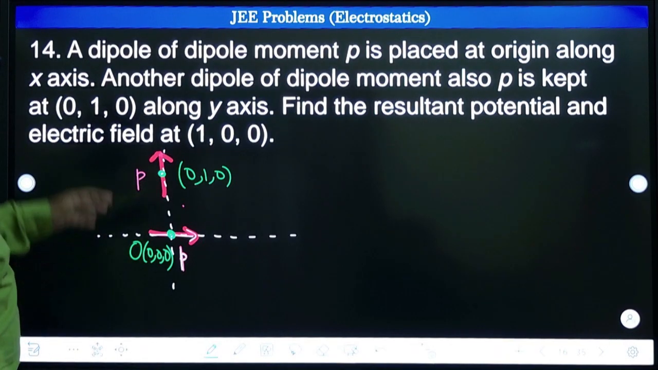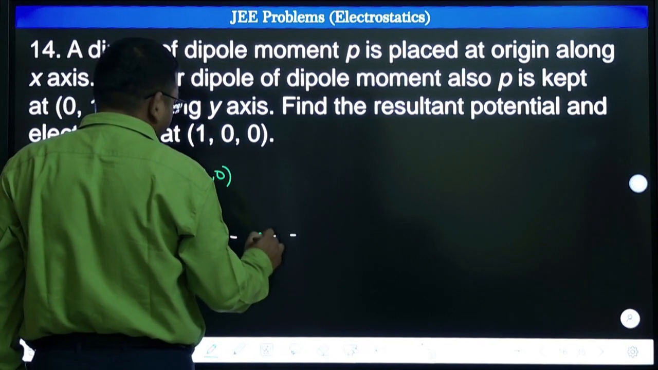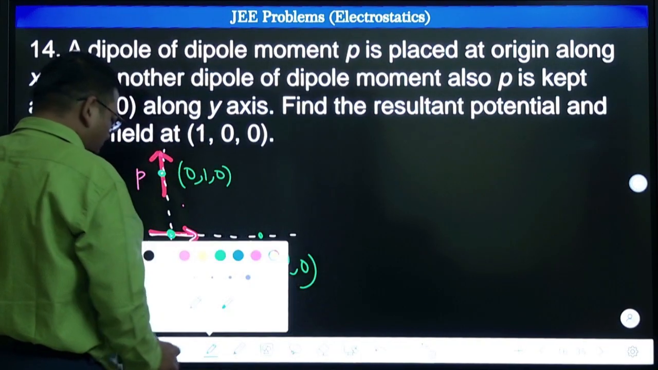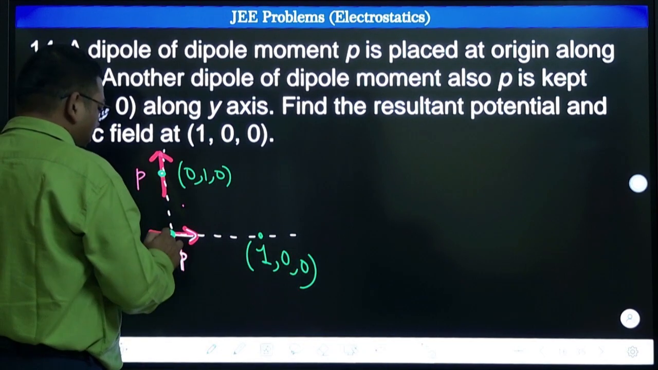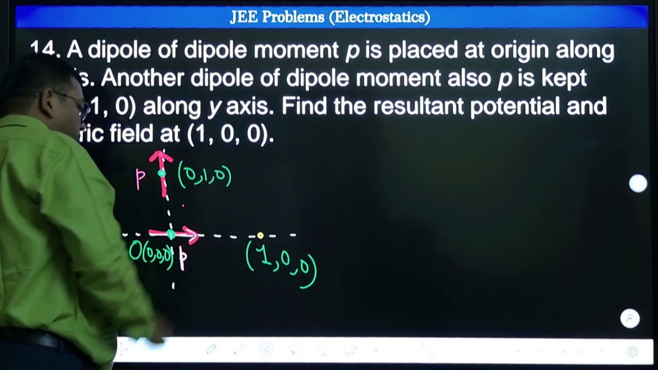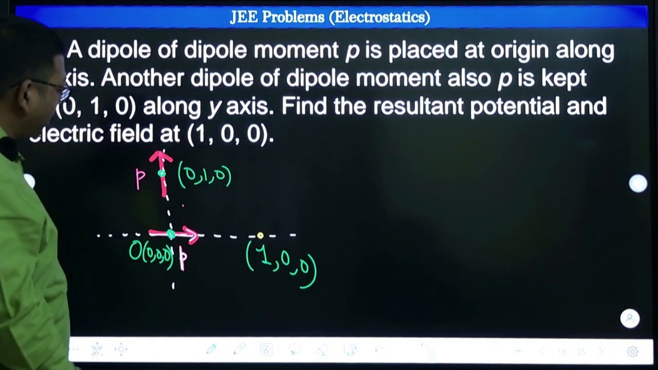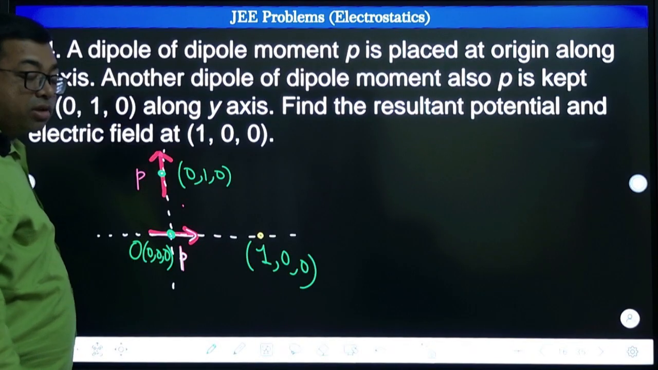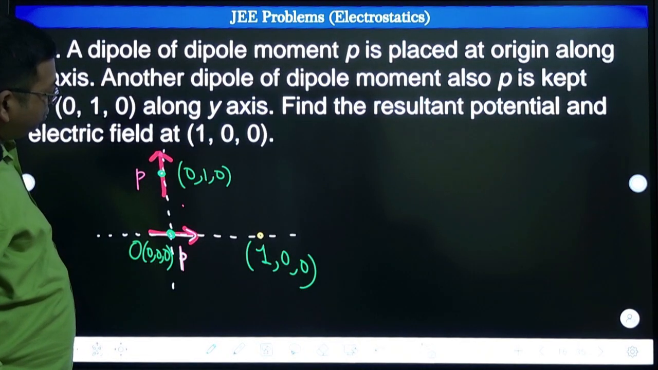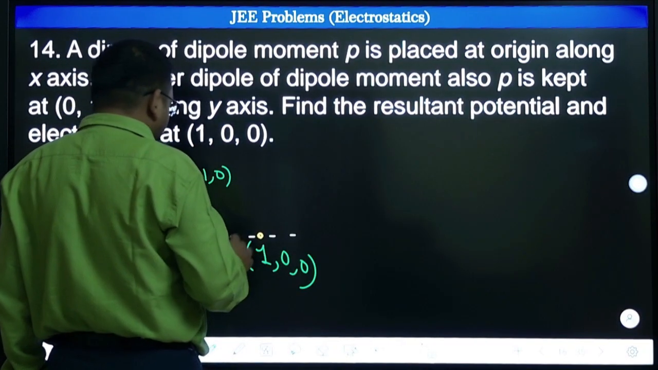Okay, now the question is: find the resultant potential at (1, 0, 0). We need to calculate the potential at this point. How do we calculate potential? Definitely, for this dipole, this is the axial point, so axial point potential we can calculate. We know the formula, but equatorial point potential is 0, right? So we can directly use the potential at the axial point.